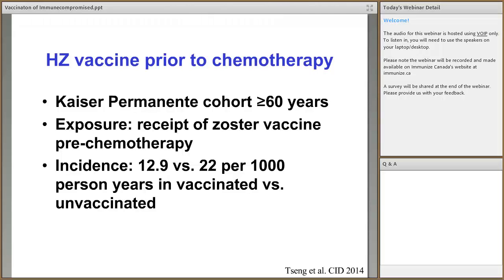So none of these patients were anticipating to get chemotherapy, but they had received the Zoster vaccine prior. So I think what this basically tells you is that it is important to encourage people to receive the vaccine, because if they are to develop immunocompromise later on, the vaccine may still be protective.